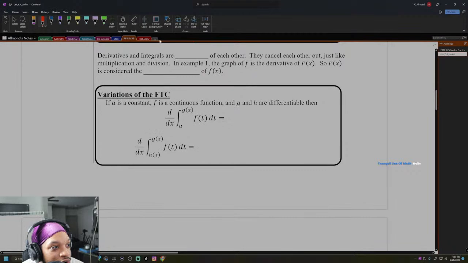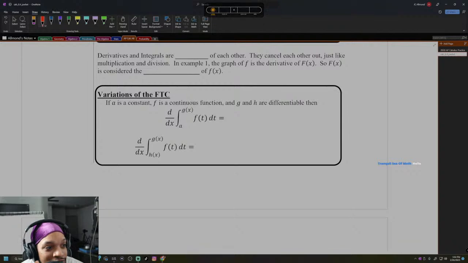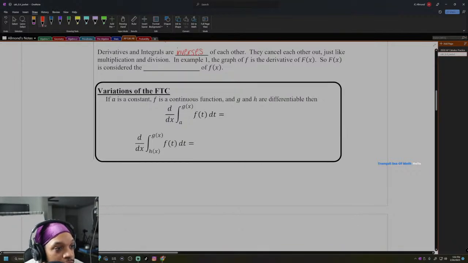Derivatives and integrals are, like, they cancel out each other. What's the word for that? There's a word for that. Do you want me to just tell you? This is what I'm thinking. They cancel each other out just like multiplication and division.